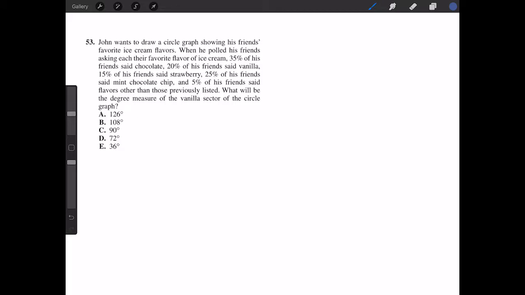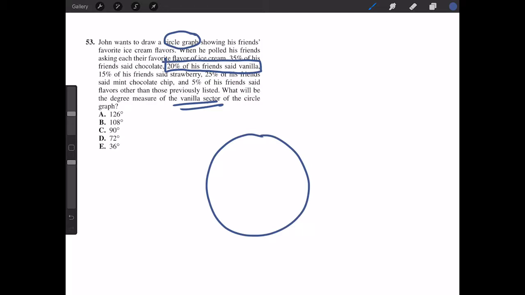So this is a very simple prompt, but you have to just be careful here. If they talk about a circle graph, it's going to be one of those pie charts, pie graphs that we see so often. Now, John polls his friends, and it turns out that the vanilla sector is 20% of his friends. That's all we need to know. If 20% of his friends chose vanilla, and they're asking what will be the degree measure of the vanilla sector exclusively of this circle graph, here's what you do.